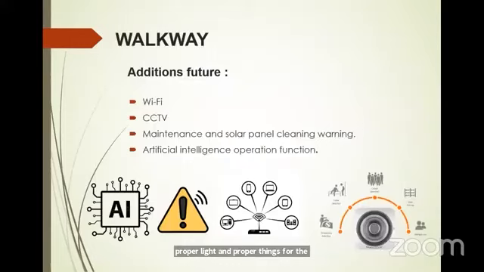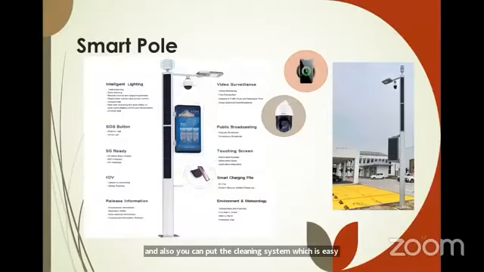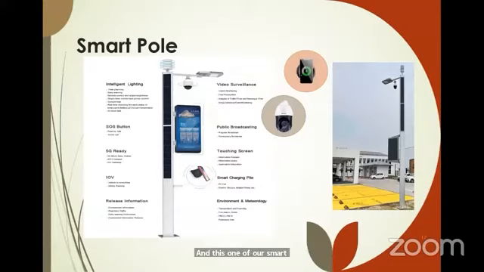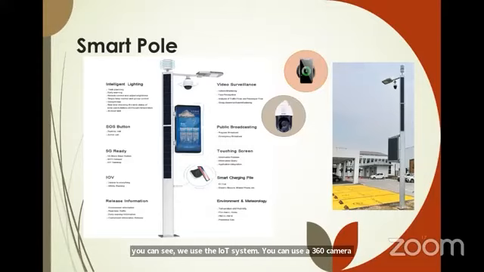So as I mentioned in the beginning, nowadays in a walkway or playground area, you can put Wi-Fi on the street light, you can put CCTV, and also you can put a cleaning system, which is easy to maintain by itself. And this is one of our smart poles, where we use the IoT system. You can use a 360 camera, and also one light box for advertisement. It can also be a screen. You can also use a mobile charger. All of this can be used only by solar without AC power. And 5G is also available, and you can use the IoT here.